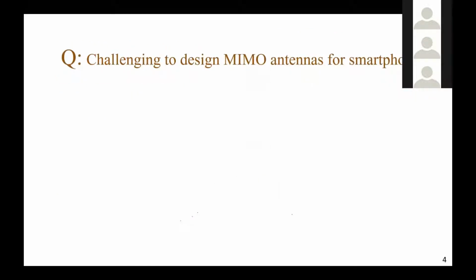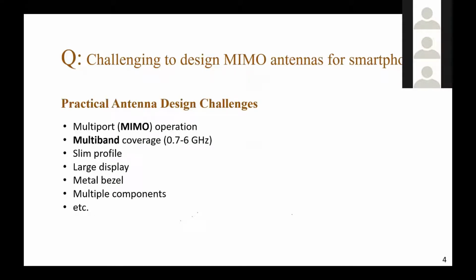So is it challenging to design MIMO antennas for smartphones? There are many practical challenges with respect to antenna design here, because you need to, first of all, put in more antenna elements, or at least more ports. This makes it difficult to design the antennas, because you need to have more antennas for the same real estate. You have the same chassis where you have to put in more antennas. Not only that, we know that for cellular applications, you need to have multi-band. And these bands are usually rather wideband by cellular standards.